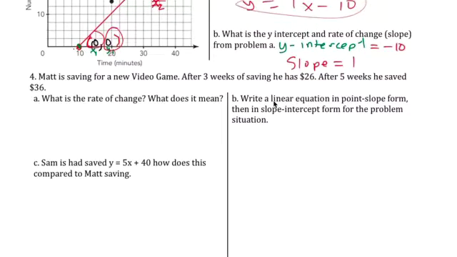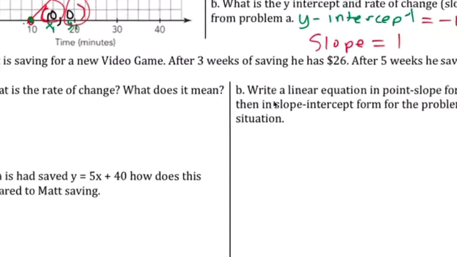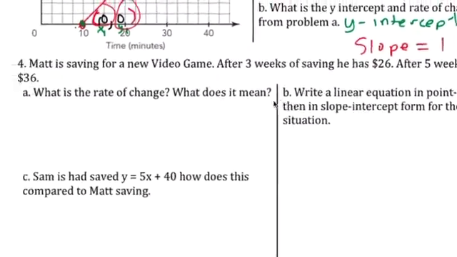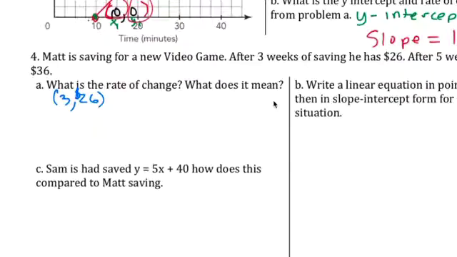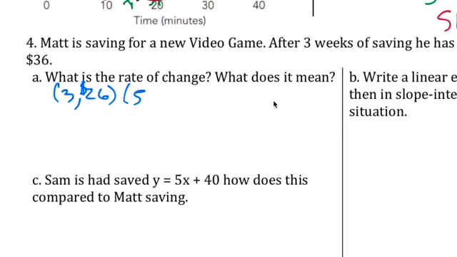Matt is saving for video games. After 3 weeks of saving, he has $26. So 3 weeks, $26. After 5 weeks, he has $36. What's the rate of change and what does it mean?